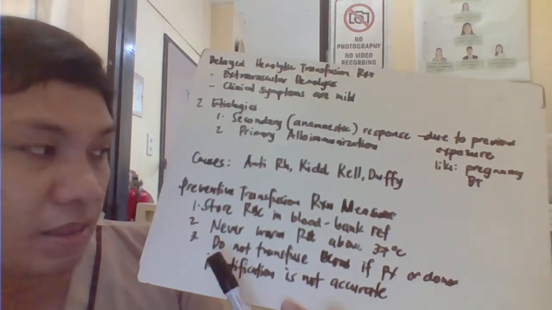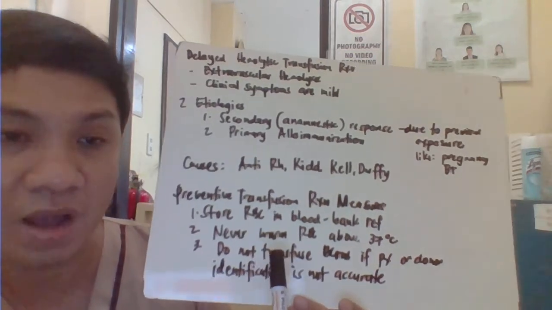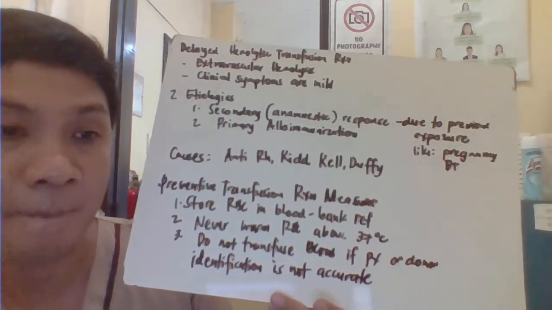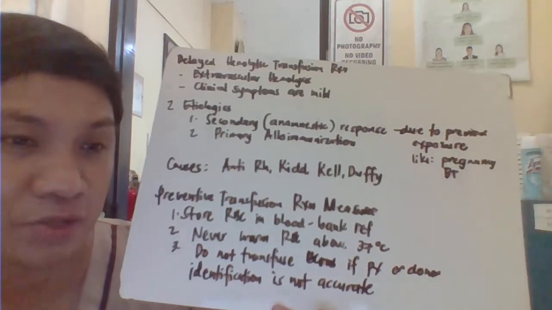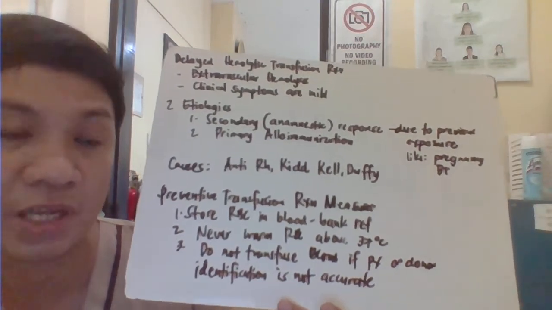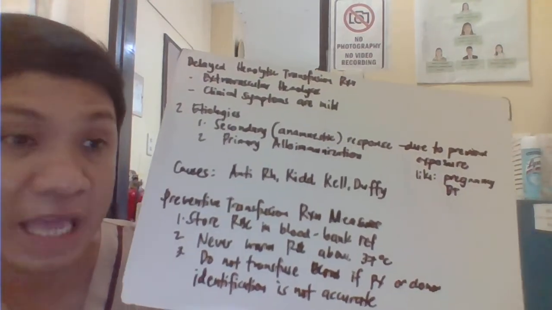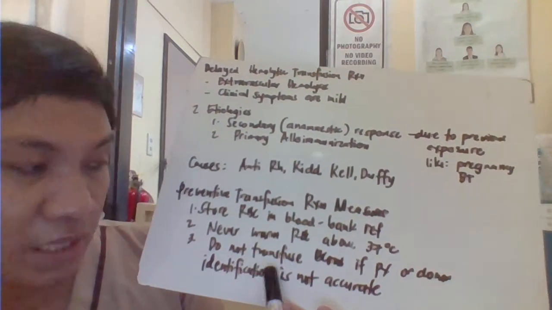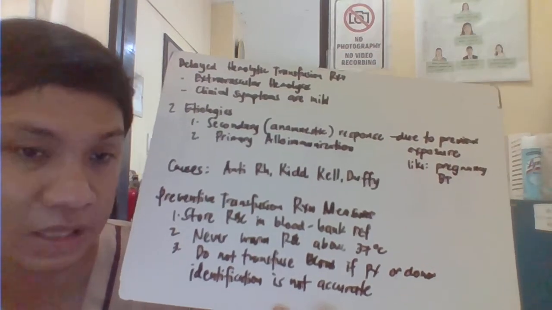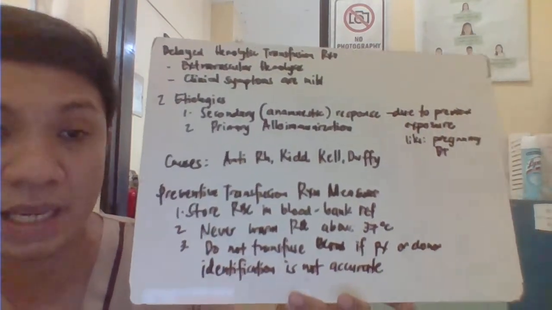Okay, we have your preventive transfusion reaction measures. Number 1, when we are storing the blood unit, you need to store it at the appropriate refrigeration or storage temperature. Never warm the RBC to more than 37 degrees Celsius because it would cause external damage to our RBC. Do not transfuse blood if the patient's or the donor's identity is not accurate. And there are so many other measures listed in your PowerPoint. Kindly refer to that.